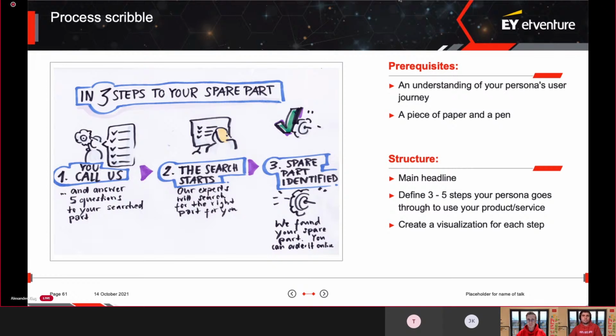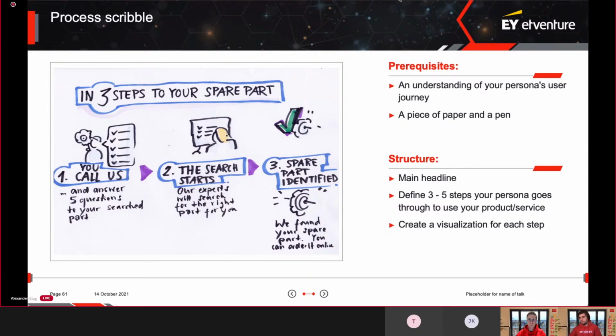And then what is your process, and how could you give a better customer journey here? And then you have as well a main headline. Maybe you define 3 to 5 steps which your persona goes through when using your product or your service. So what can he expect? What does he need to do? And create maybe a visualization for each step.